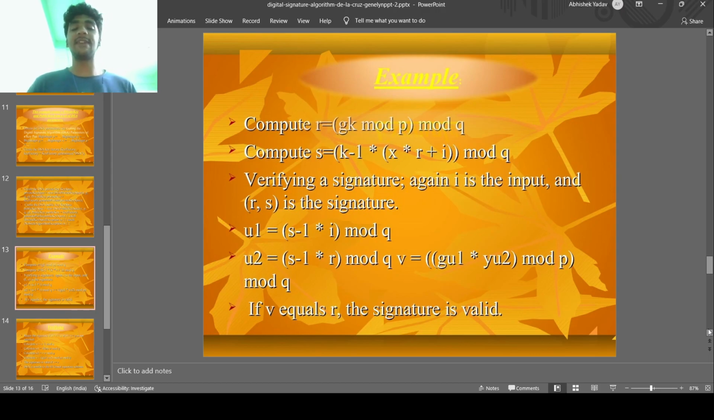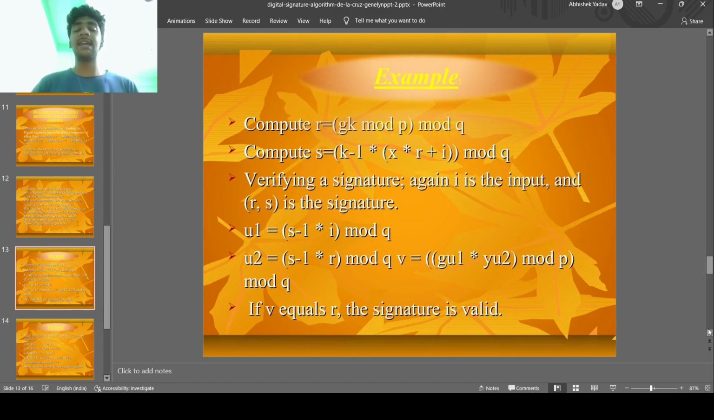So coming to the example. First we compute r, which is equal to g raised to power k mod p, whole mod q. Then after computing r, we compute s, which is equal to k inverse into x times r plus I, whole mod q. And after that, once we have calculated the values of r and s, then verifying a signature.